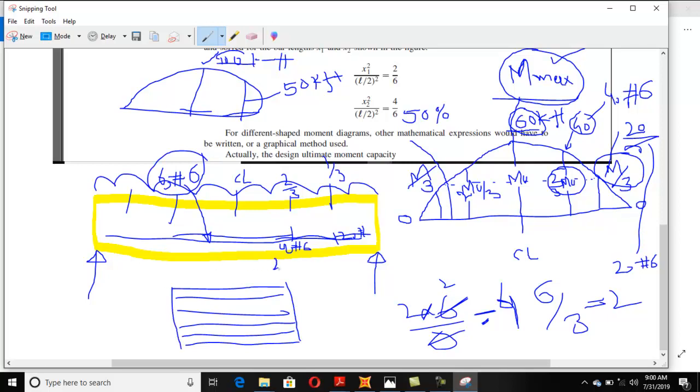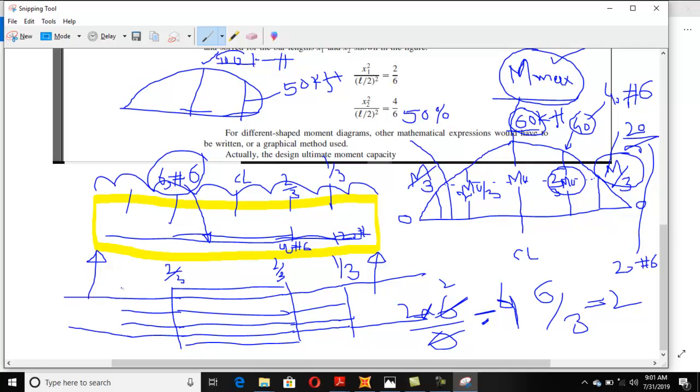This bar will be up to 2/3. This will also be provided to 2/3. And beyond this point, these 4 bars will be continuous, to both sides, from this side also. Up to how much distance? Up to 1/3 distance. And beyond that 1/3, you just need to continue 2 bars. This is the ACI minimum criteria. You need to continue 2 bars, minimum 2 bars. Do not continue 1 bar. You need to continue 2 bar. So this kind of arrangement is now needed.